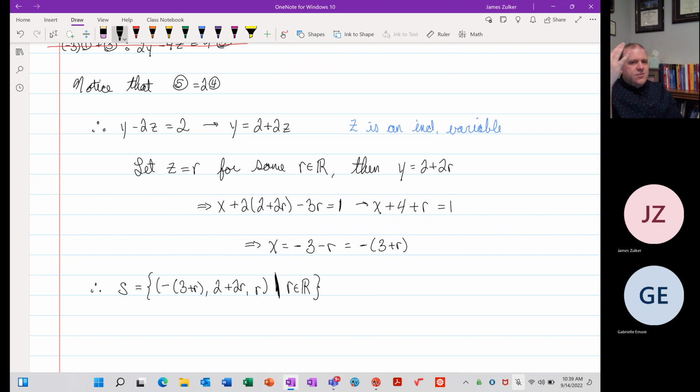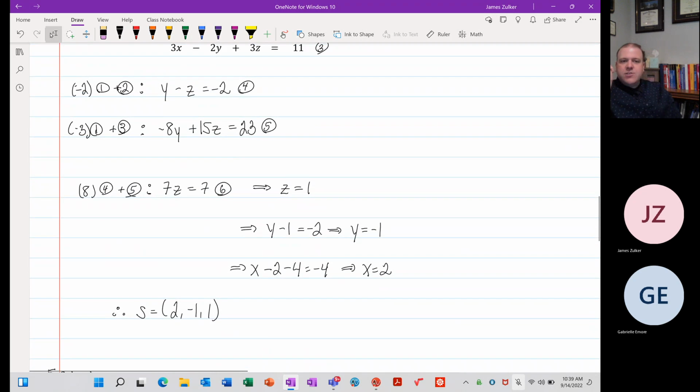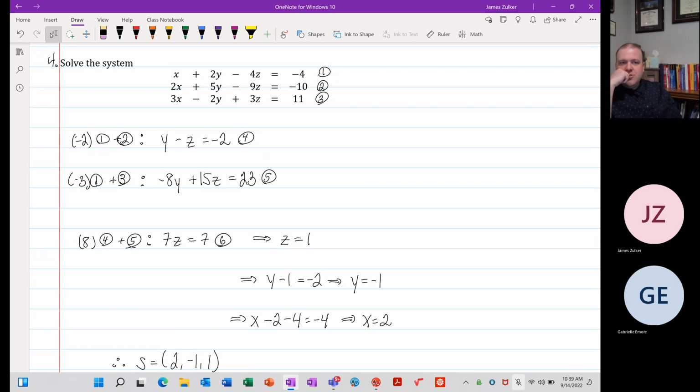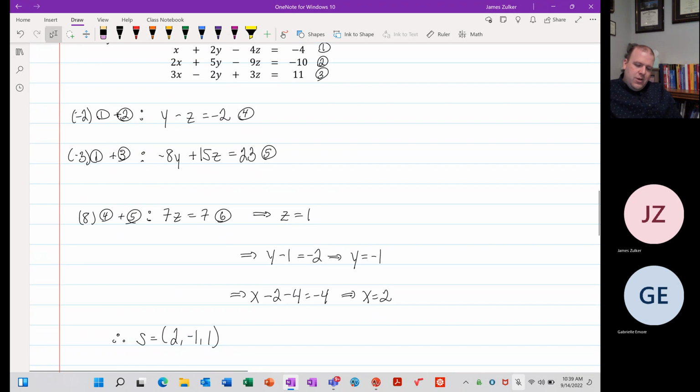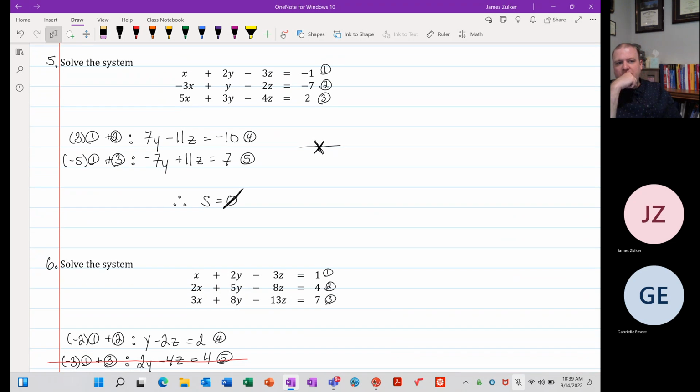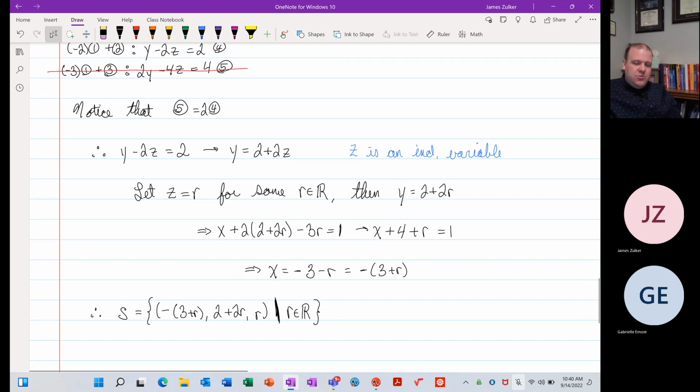So these are the 3 cases when you have a system of equations. You can have a unique solution, as we did in number 4. You can have no solution, as we did in number 5. Or you can have an infinite number of solutions, as we did in number 6. Those are the only 3 possibilities. You can't have a system, for instance, that has only 3 solutions. If it has 3, it has to have an infinite number.